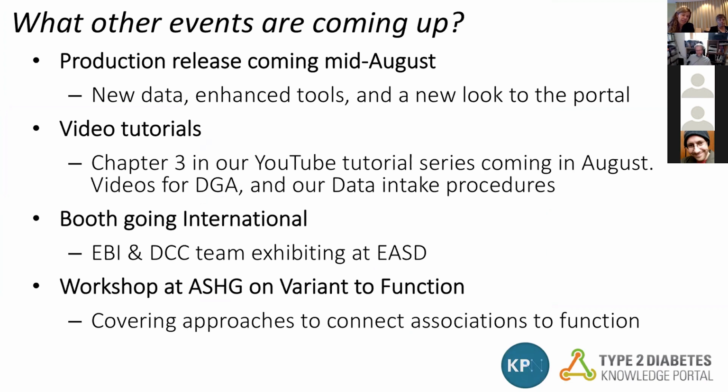We also are exhibiting at EASD in September this year, so it's our first international jaunt with our EBI team. We're going to be featuring EBI as our federated node and the knowledge portal there. And then we have a workshop coming up at ASHG, which will be really fun, where we'll be talking about variant to function. We'll have external speakers for that. We'll be talking about what the portal will do in that space. But we'll also be talking about different approaches in the field that'll be valuable in that area.